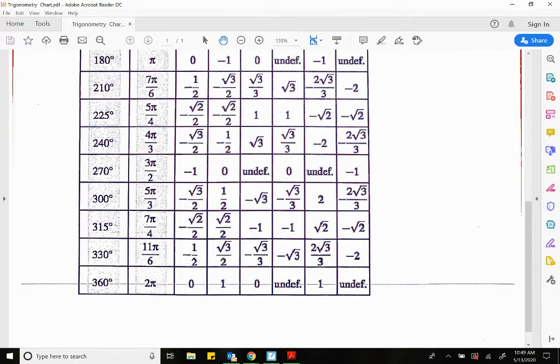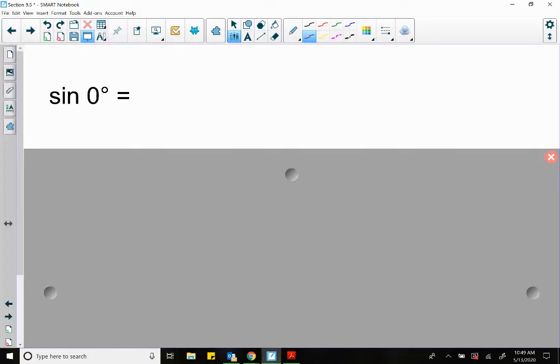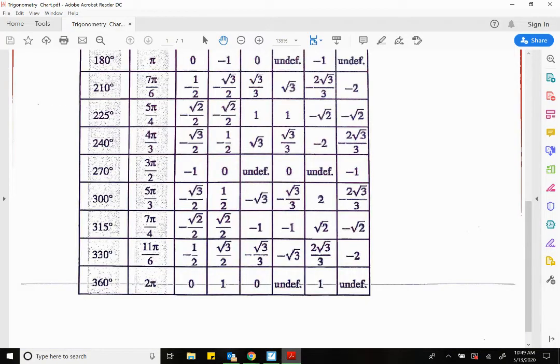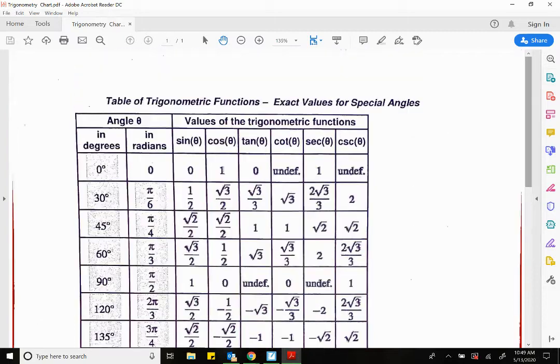So you got all that information right here on this chart. This chart you're going to use a lot. So make sure you definitely have this handy. Okay? So we already know that if we go back to our chart and look this up, 0 degrees, sine, the answer is 0.